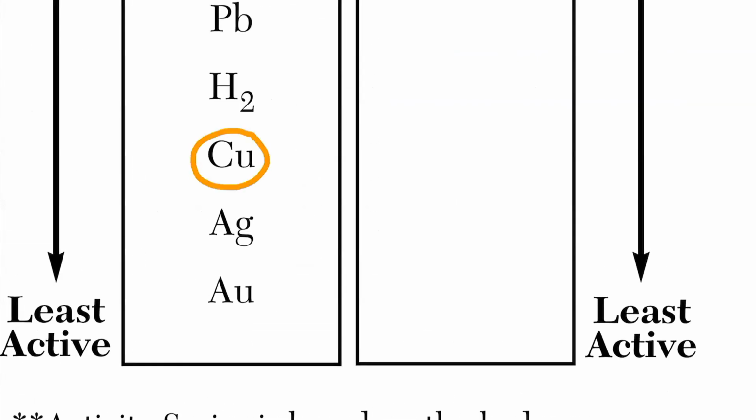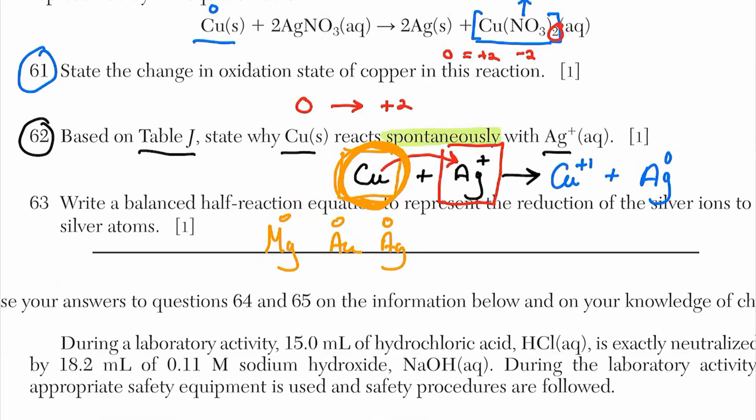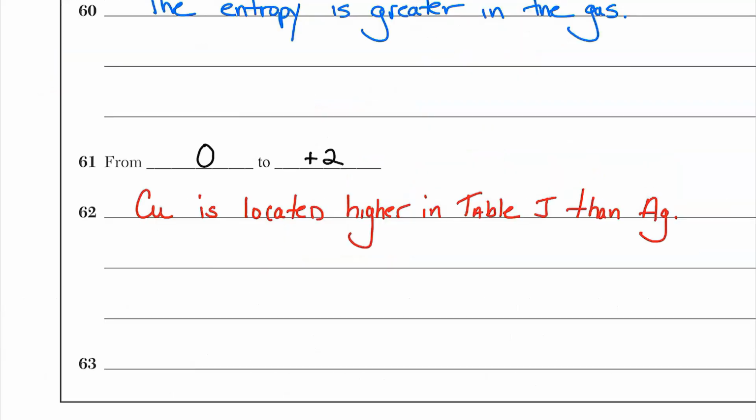Yes, it is. So when you put copper next to silver ions, the one highest, if it's higher, will spontaneously react with the metal who's going to be an ion that reduces. The higher one always oxidizes. So since copper is higher than silver, it will oxidize spontaneously. So based on table J, why does copper react spontaneously? It's just higher on table J than silver. That's all you need to do here. Copper is located higher in table J than silver. You could say silver is less active than copper. Copper is more active. That's all there is to it.